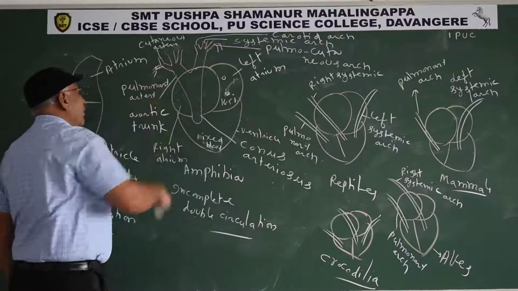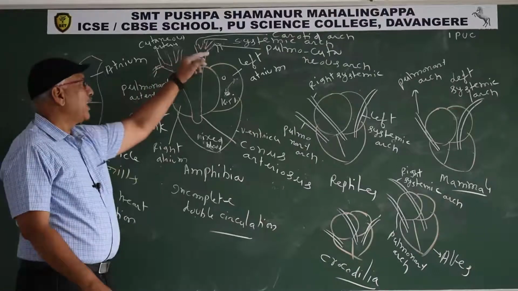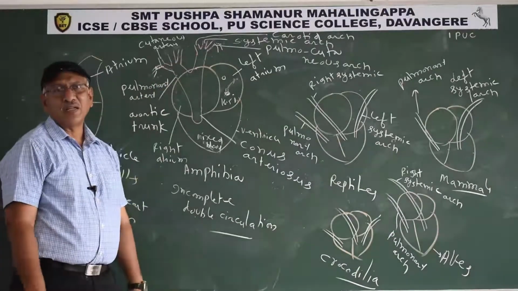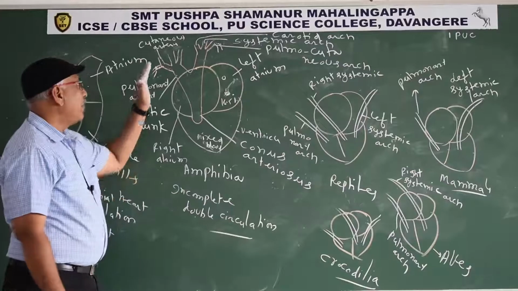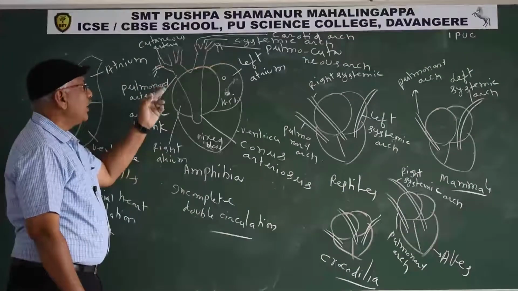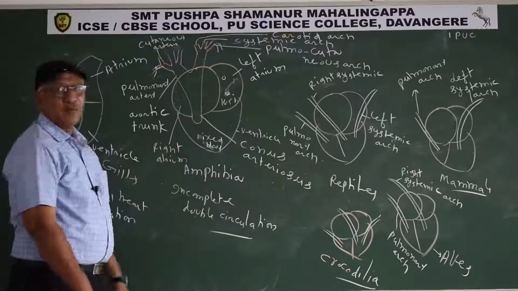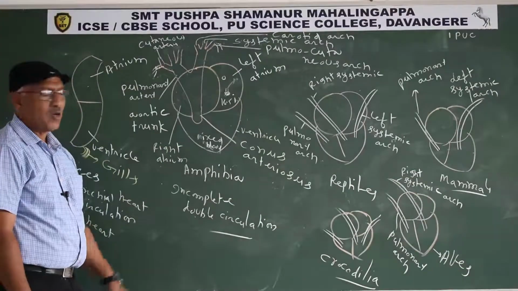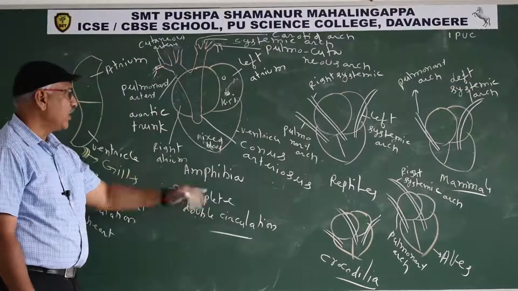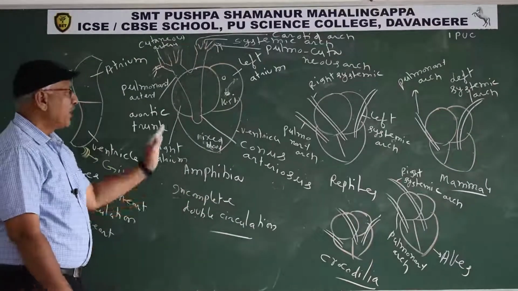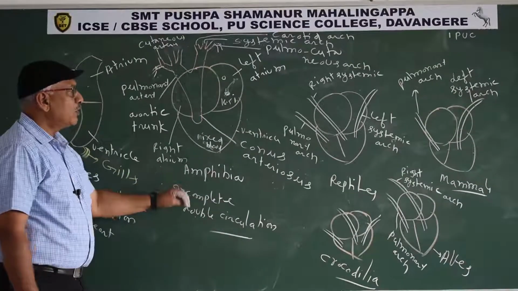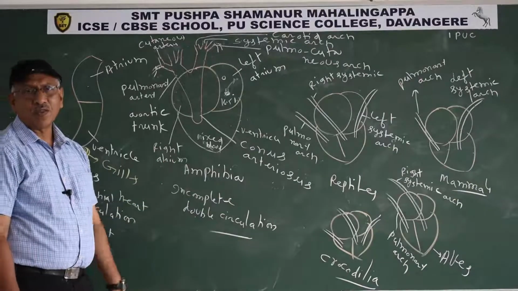Pulmocutaneous arches, 16.5% blood enters into a pair of pulmonary arteries. The blood that enters into pulmonary arteries only, second time enters into heart. So only 16.5% of blood second time enters into heart. That's why it is known as incomplete double circulation. In amphibia and reptiles, mixed blood only is circulated to various parts of the body.